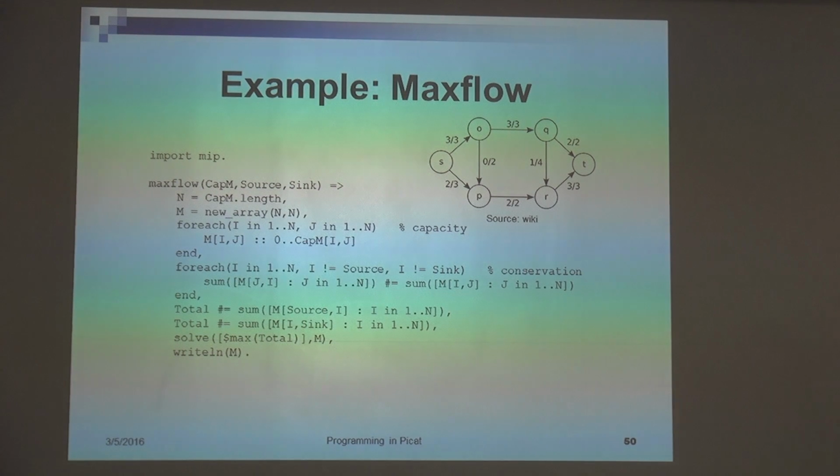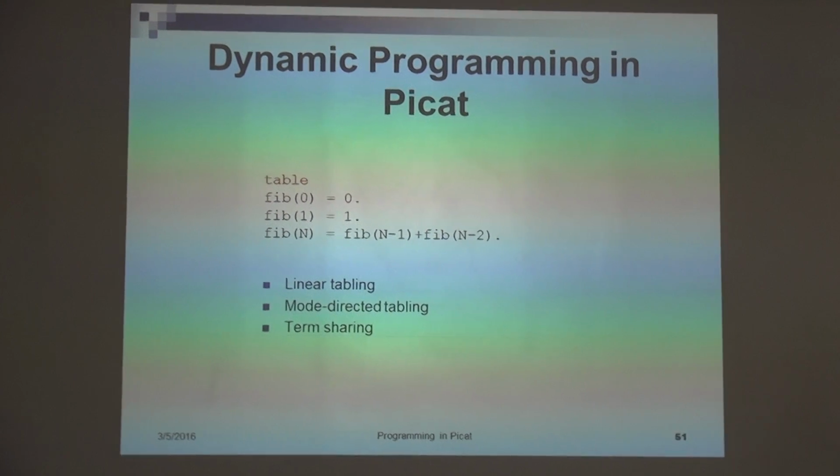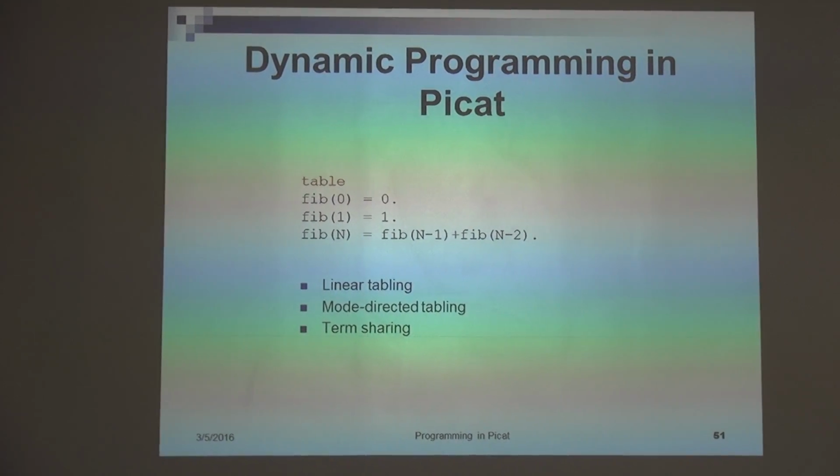So for some problems, the MIP is super. For example, this Maxflow problem, MIP outperforms other solvers. So that's constraint programming in Picat. Now let me switch to dynamic programming.